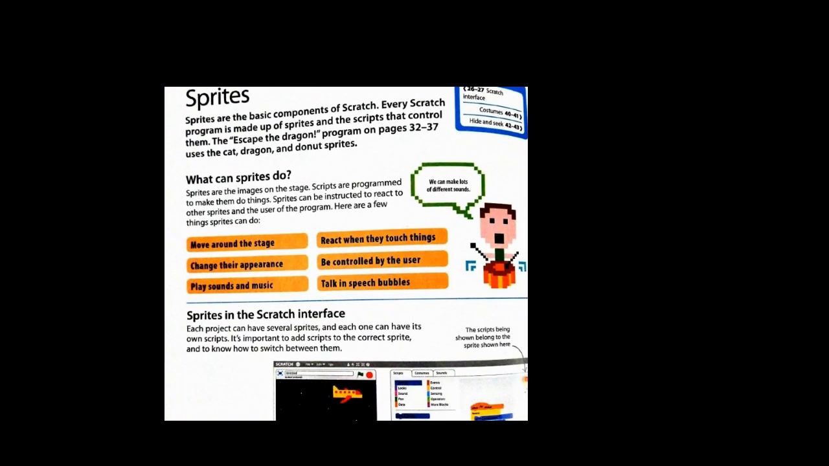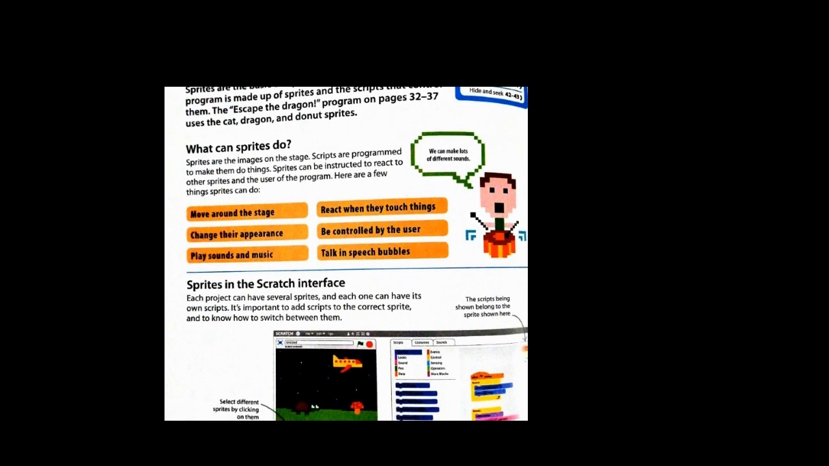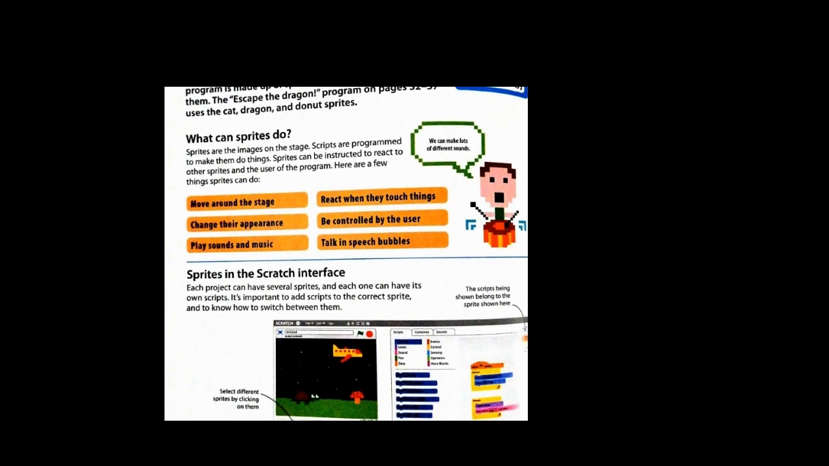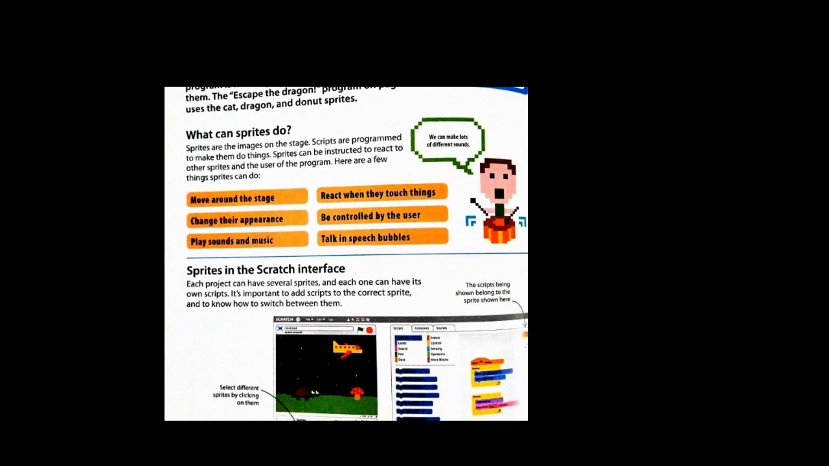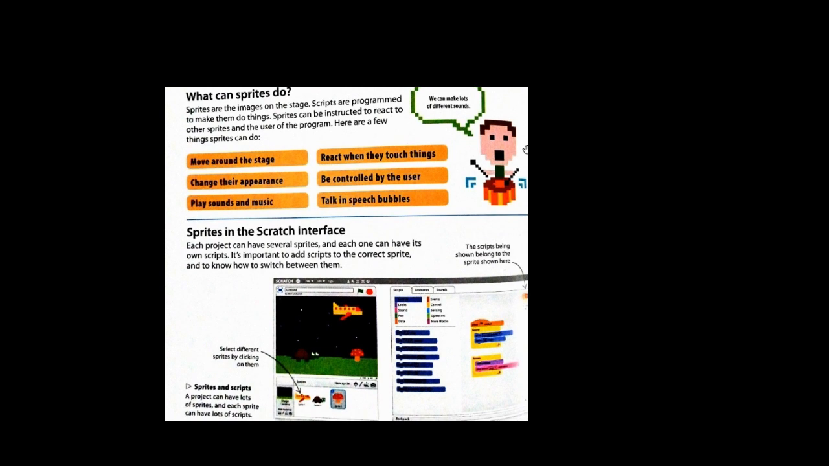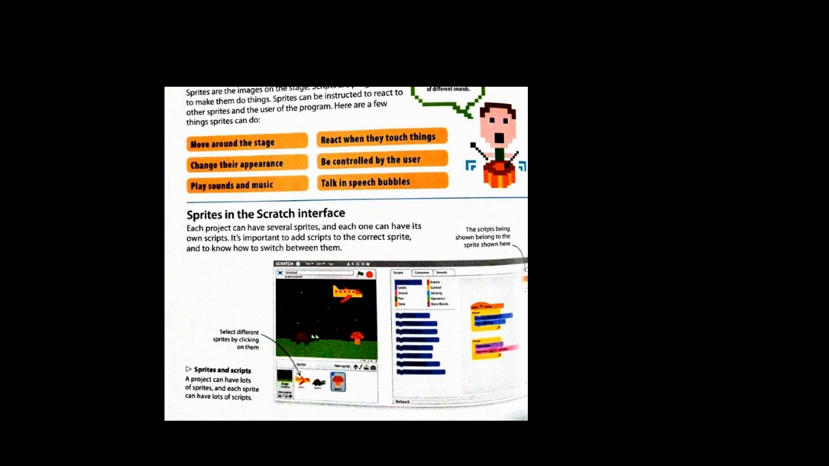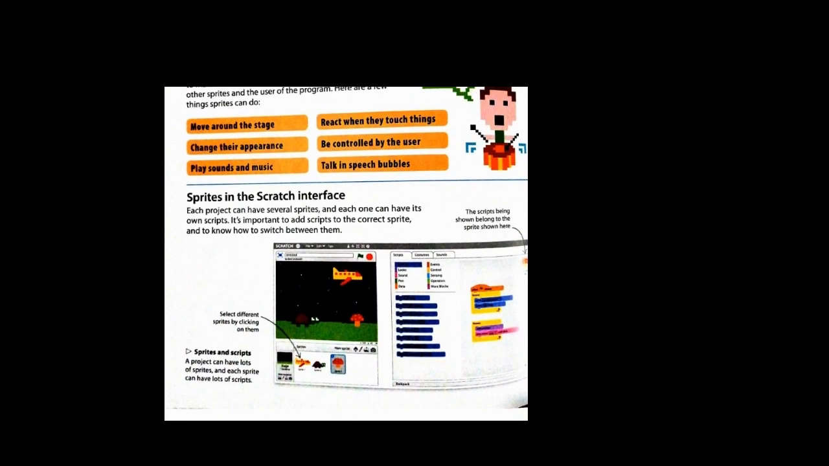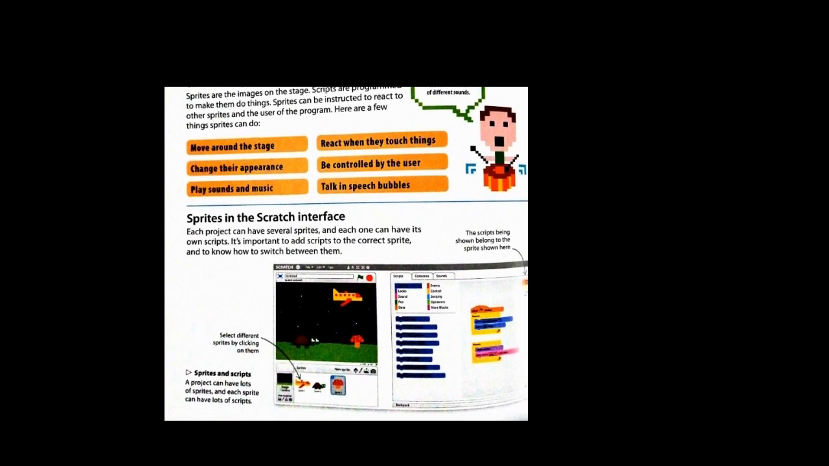Sprites. They are the basic components of Scratch. Every Scratch program is made up of sprites and the scripts that control them. The Escape the Dragon program uses the cat, dragon, and donut sprites. What can sprites do? Sprites are the images on the stage. Scripts are programmed to make them do things. Sprites can be instructed to react to other scripts and the user of the program.